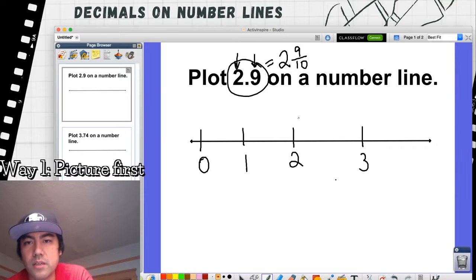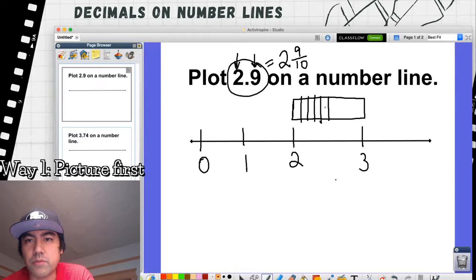Where is 9/10? You could cut this into 10 parts. This might be a little tricky. So on this side, I'm going to cut it into 5 parts. 1, 2, 3, 4, 5. And then here I'm going to cut it into 5 parts again. Okay. So now I need to find 9/10. So here's 1/10, 2/10, 3/10, 4/10, 5/10, 6/10, 7/10, 8/10, 9/10.